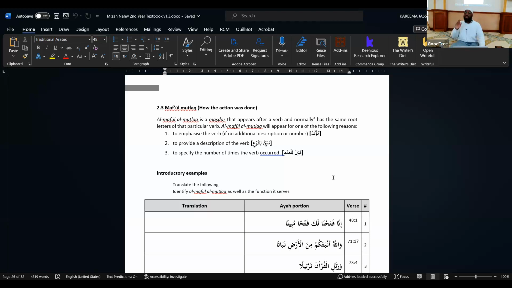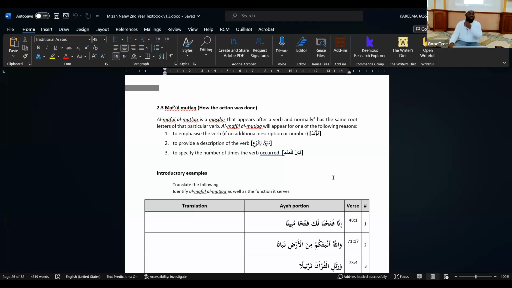For example, fatahtuhu fathan, I opened it. You say what? He opened it widely, for example. That's not just open it. He opened widely. That's an expression of intensity of opening. He says, darastuhu darsan, I studied it. This is I studied it intensely, or I studied it deeply. Right? So the translation is going to differ in accordance with the word.